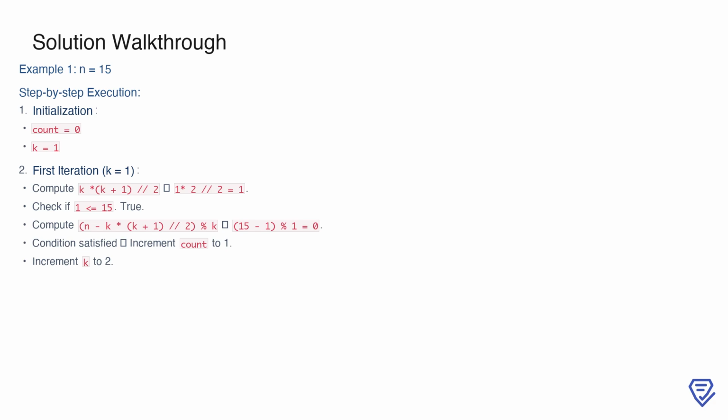To solve this problem, we start with an example where n equals 15. First, we initialize two variables, count, which is set to 0 to track the number of valid sequences, and k, which starts at 1 and represents the length of the sequence we are checking. For the first iteration, when k is 1, we compute the sum of the first k natural numbers using the formula k*(k+1)/2, which gives us 1. Since 1 is less than or equal to 15, we proceed to check the next condition.